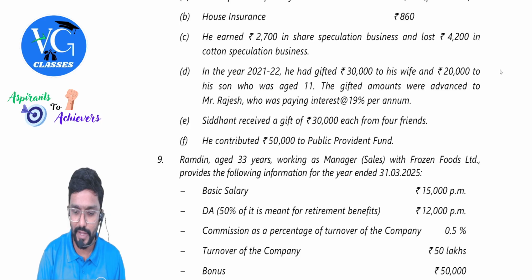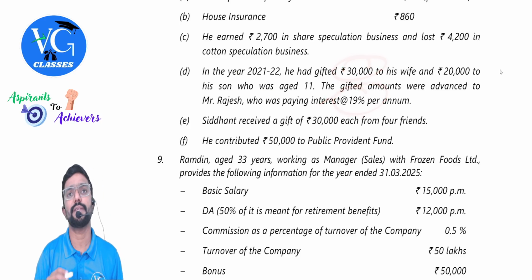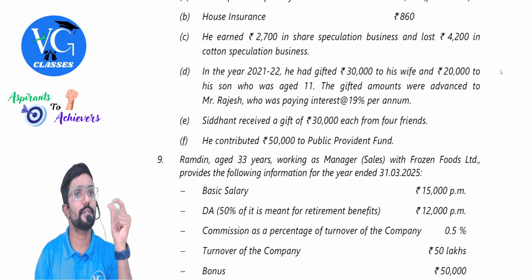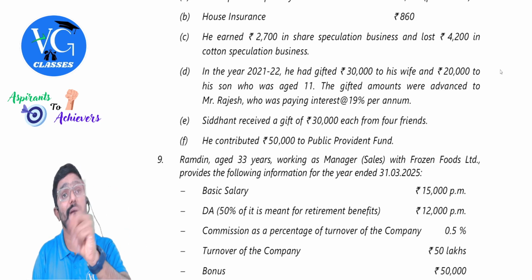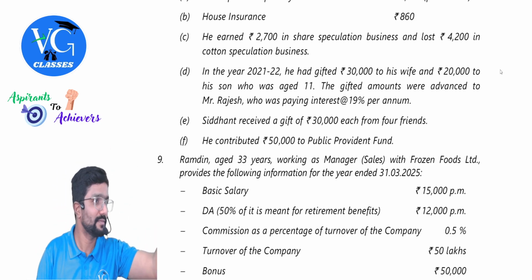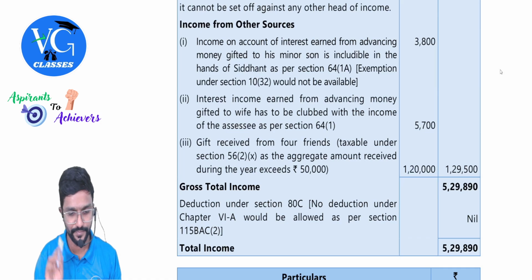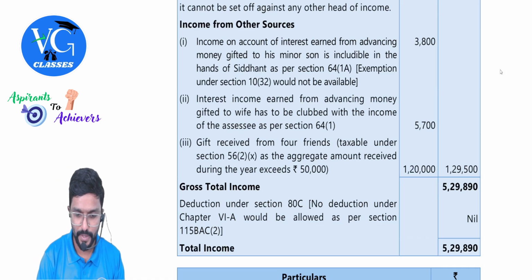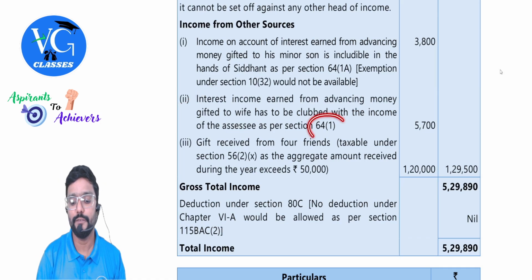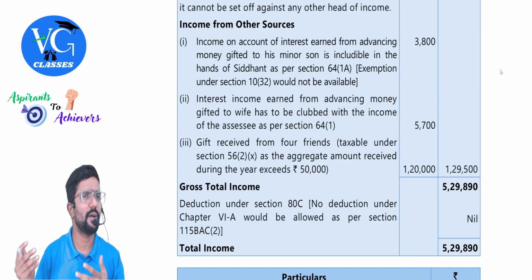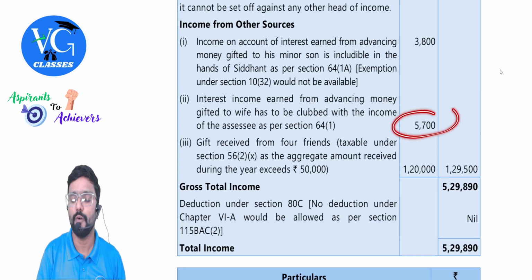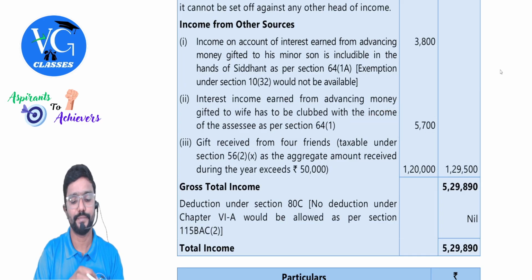Okay. Same way for wife, 30,000 into 19%. Will that also be clubbed? Yes. For spouse income, 64(1). For minor child, 64(1A), junior. Yes, 1A. So for spouse, 64(1). How much, sir? Whatever is the amount, 30,000 into 19%, which comes to 5,700.